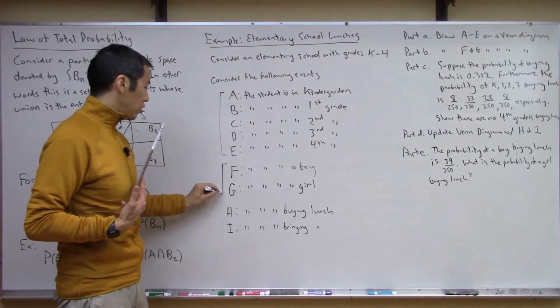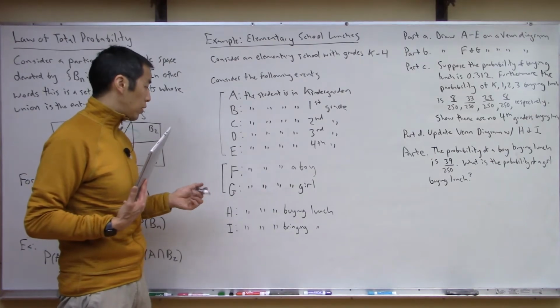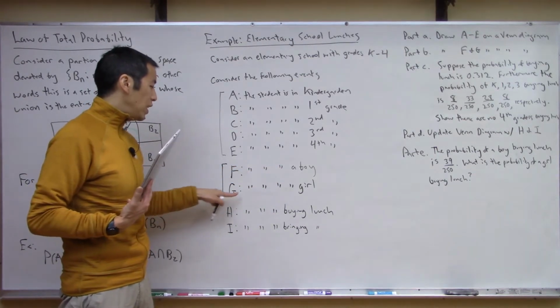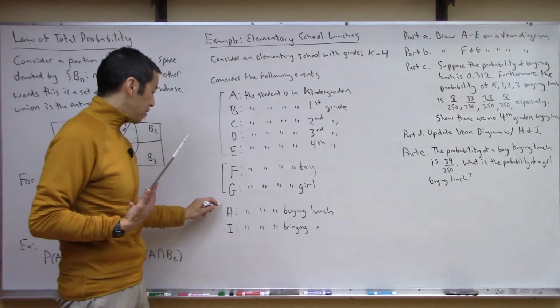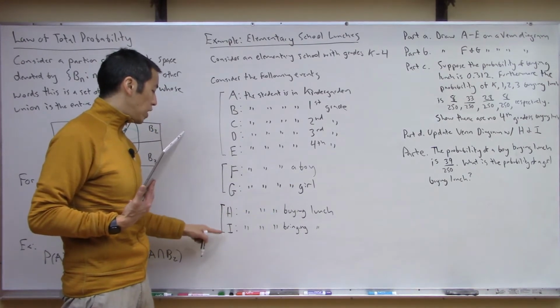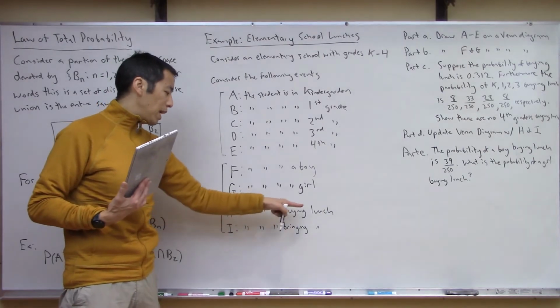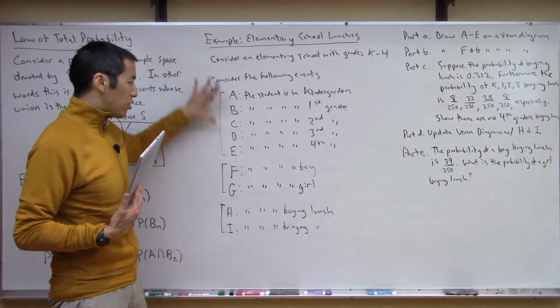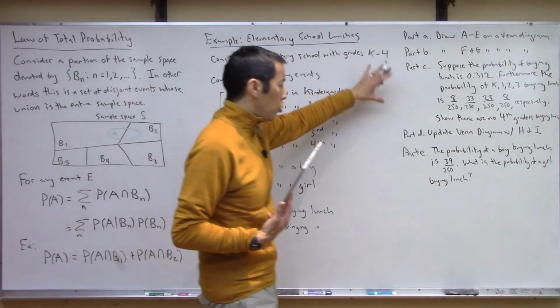Then let's break this up into boys and girls. Event F is that the student is a boy. Event G is that the student is a girl. And then lastly, let's look at these two down here, H and I. Event H is that the student is buying lunch, and I is that the student is bringing lunch.